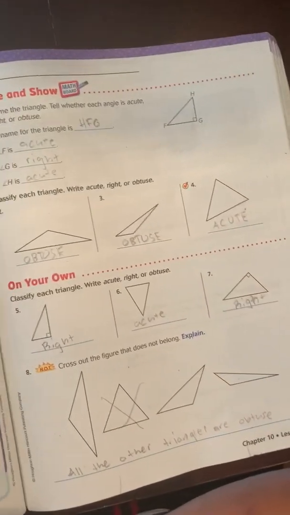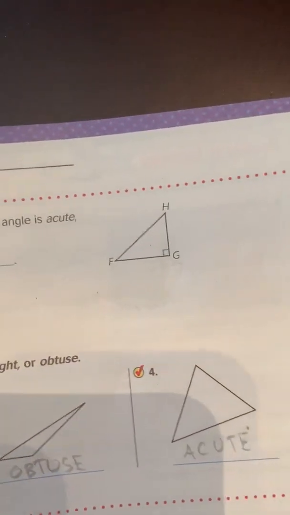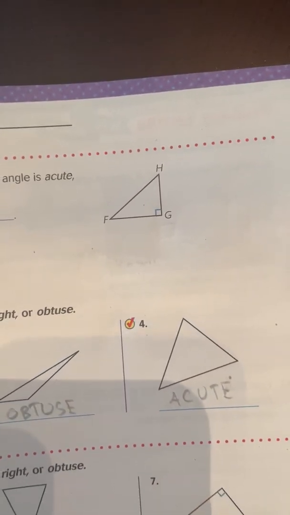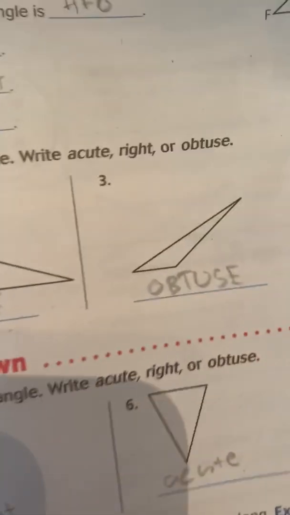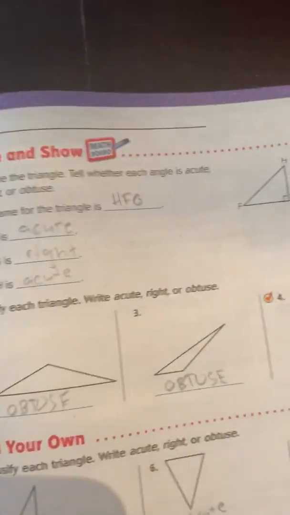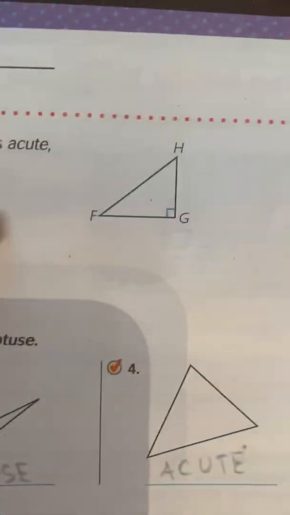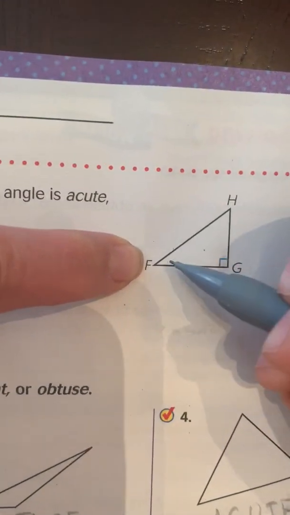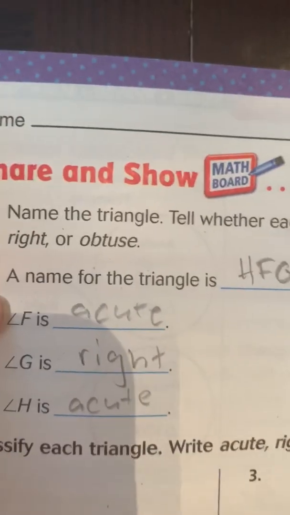The show and share here says name the triangle and then tell whether the angle is acute, right, or obtuse. And so Craig says that the name of the triangle is HFG. Now, you might have something different because that triangle could be FGH, HGF, right? You could come up with several different names for it. And then it asks you for the angles within the triangle. So it's asking you about angle F. So you're gonna come over and find angle F. Angle F is less than a right angle. So it is acute. And he put acute.